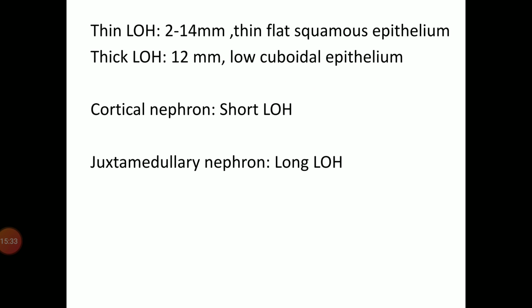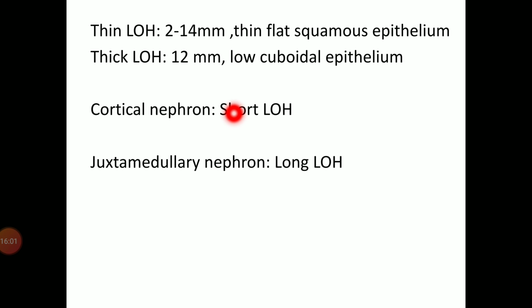So here you can see that only the thinner portion of the loop of Henle has a variable length, from 2 to 14 millimeter. If this thinner portion is only 2 millimeter, the whole length of the nephron itself would be shorter, and if it is longer, that is 14 millimeter, the whole length of the nephron would be longer.